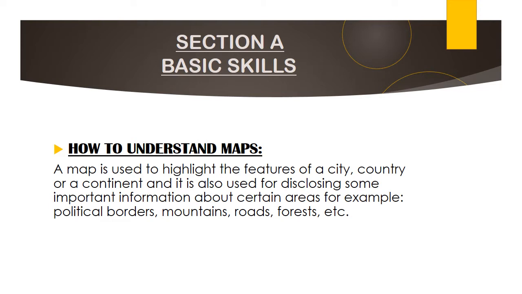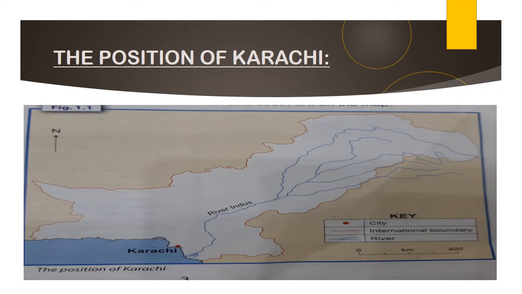We will start with section A, that is basic skills. Refer to page number 3 please. How to understand maps. Maps are basically used to highlight the exact location of certain areas of a city, country or a continent. Now, as you can see in this picture, that is figure 1.1 in your book, it is showing the position of Karachi. Look here, this red dot is showing the position of Karachi, right?